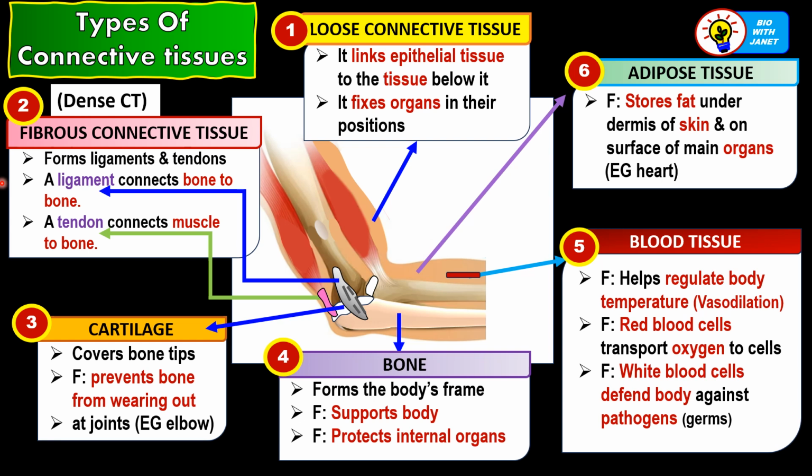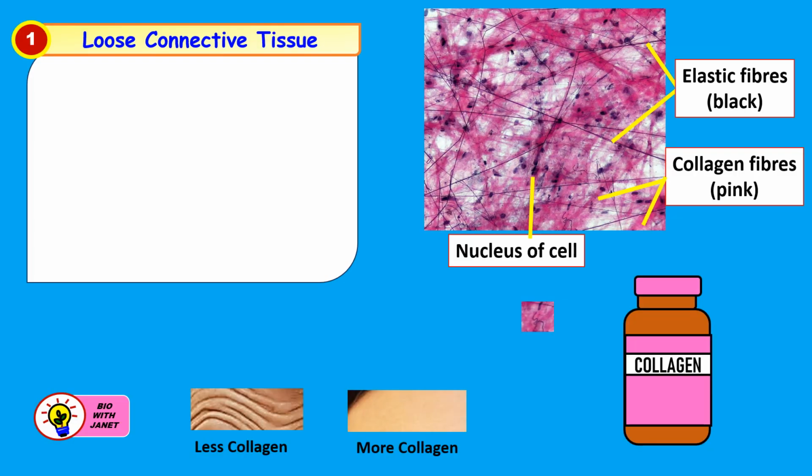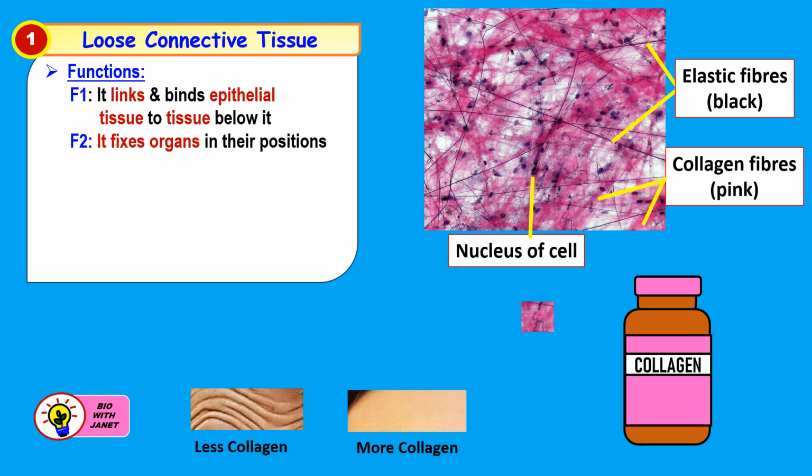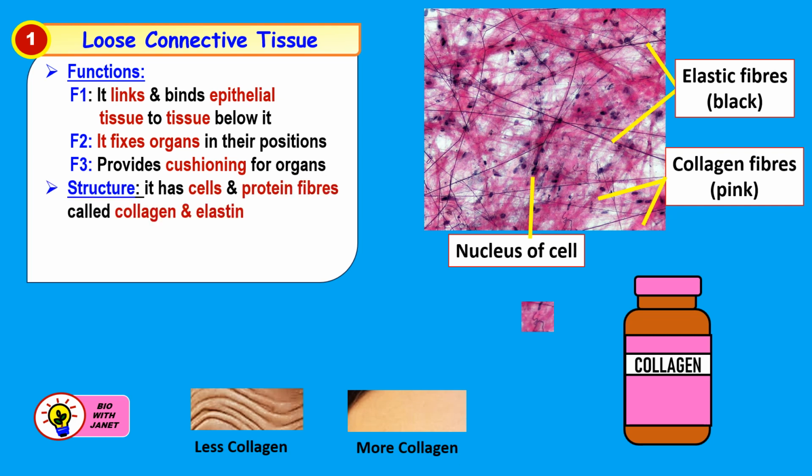Now let's look in more detail at all these different types of connective tissues. The first type of connective tissue is called the loose connective tissue. Functions: it links and binds epithelial tissue to tissue below it. For example, in the skin, it will bind epithelial tissue on the upper part to the other tissues below it. Secondly, it fixes organs in their positions. And thirdly, it provides cushioning for organs, meaning that this tissue helps to absorb shock, okay, during falls, and this will help to protect the organs.